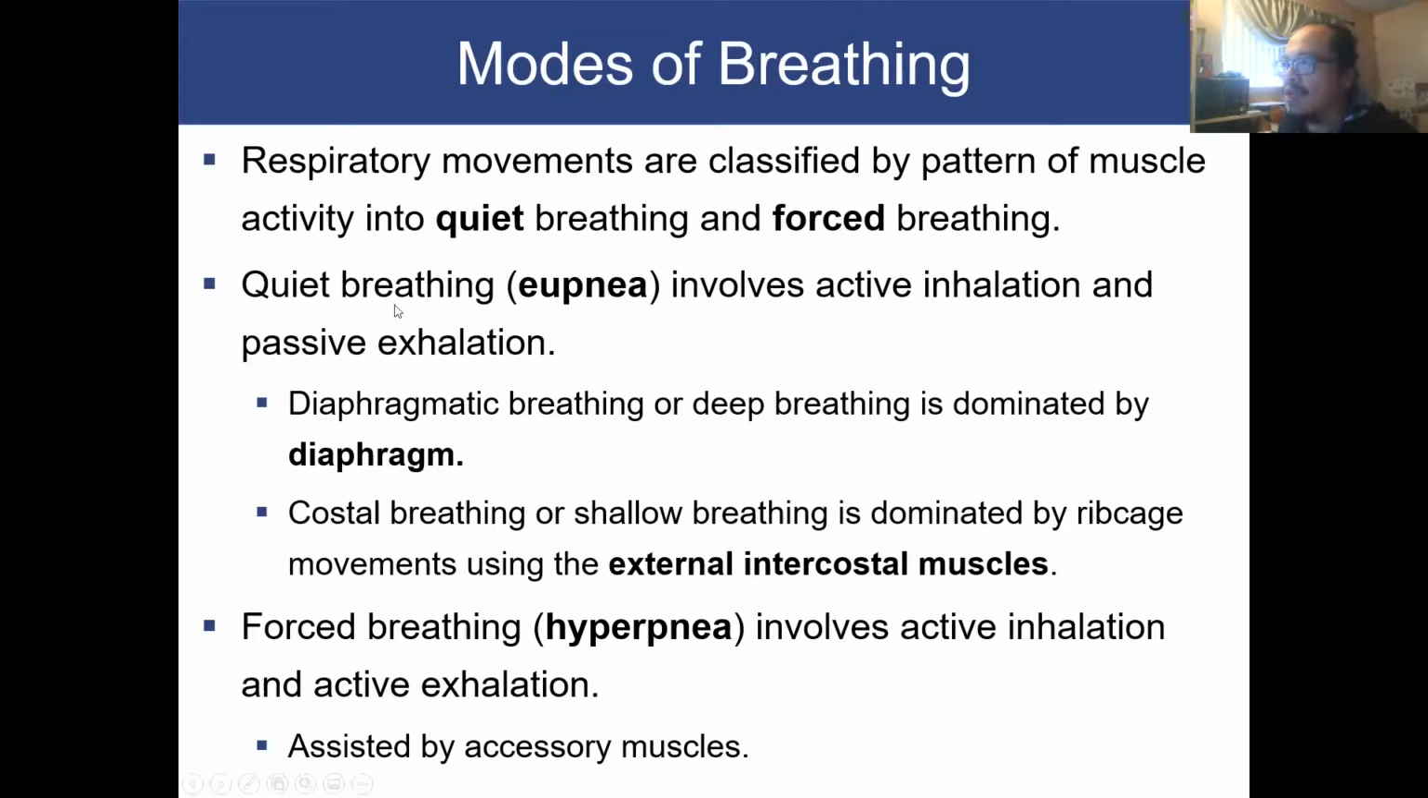Breathing basically includes two processes: one is inhalation, the other is exhalation. Now, quiet breathing is also called eupnea. In eupnea, when we inhale, we work on it. We need to expand. Two parts of the muscle are used. One is the diaphragm.